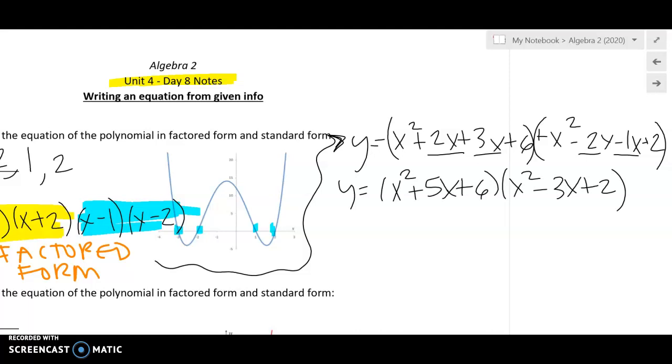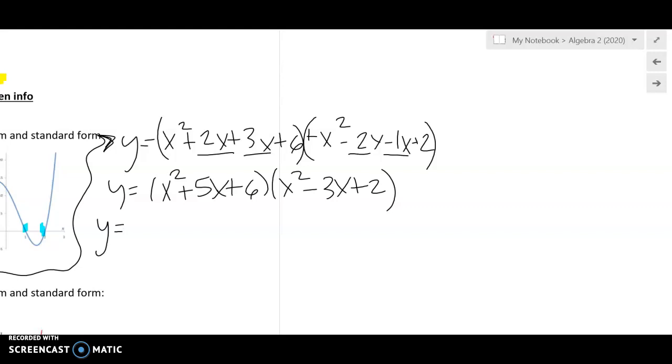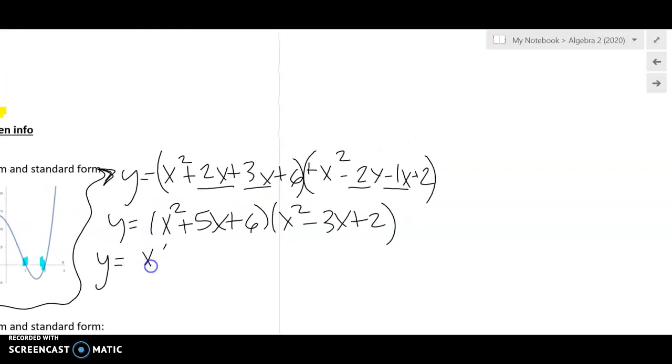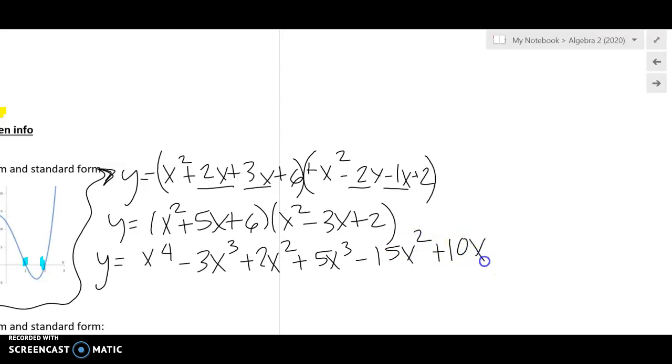This is going to get pretty long. You could do the box method if you want, but when I do this, I'm going to have to write small and scoot over here. x squared times x squared is x to the 4th. Then I'm going to have negative 3x to the 3rd, and then 2x squared. Now to the 5x. I have positive 5x to the 3rd, minus 15x squared plus 10x. Now move to the 6. Positive 6x squared minus 18x plus 12. I know this is a little ridiculous one, but this is just to help you multiply through.